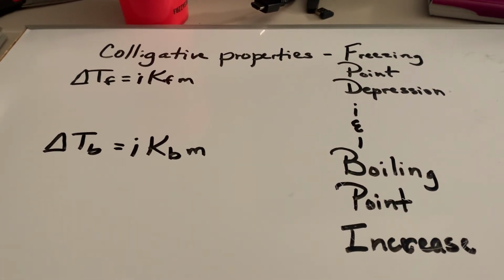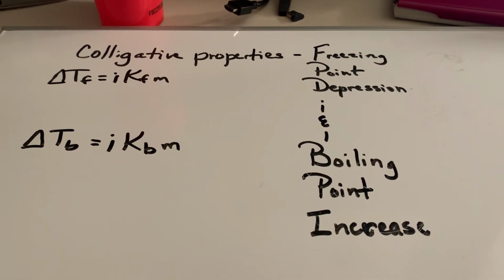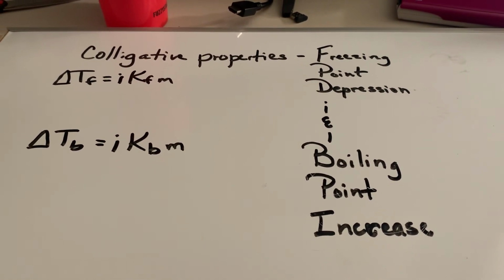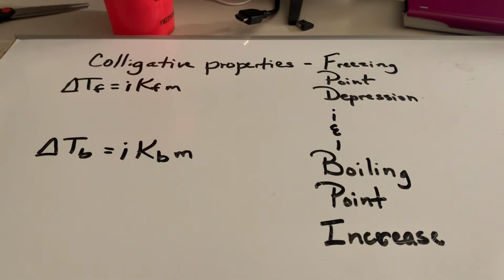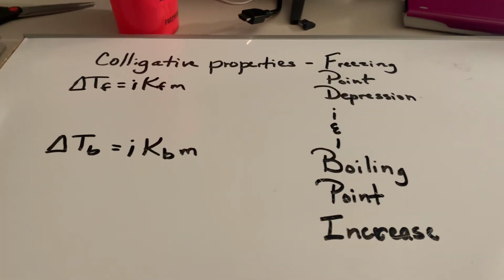I hope this was a brief explanation, and I hope that this helps you guys out in going over what colligative properties are in regards to freezing point depression and boiling point increase.